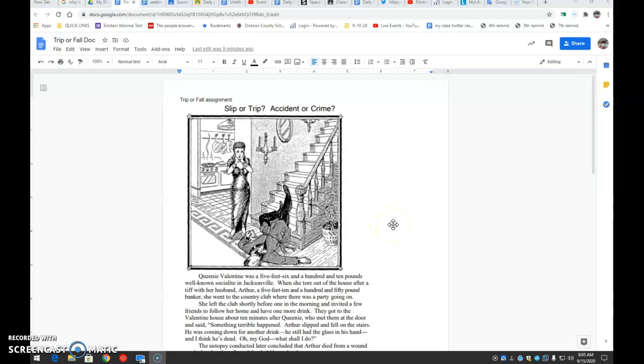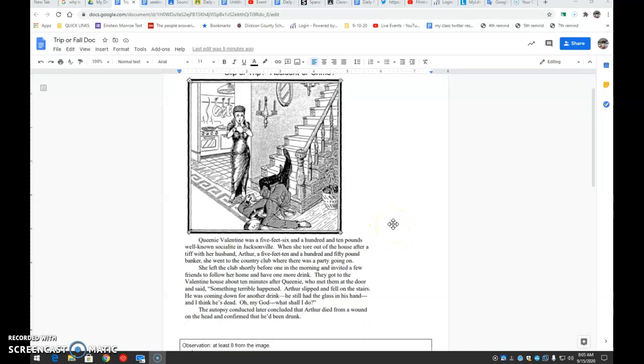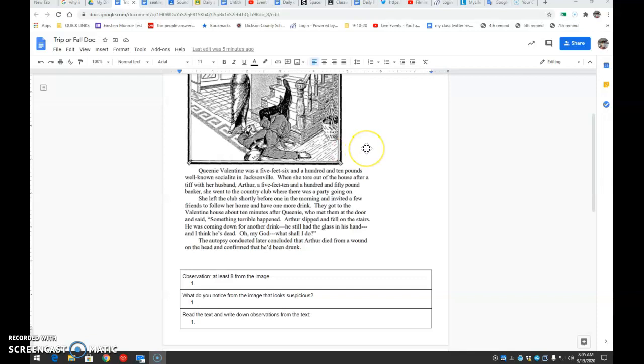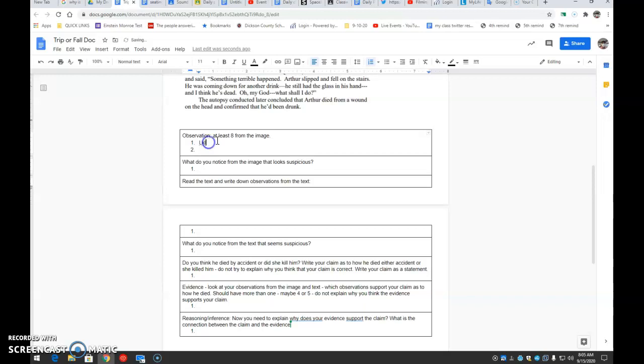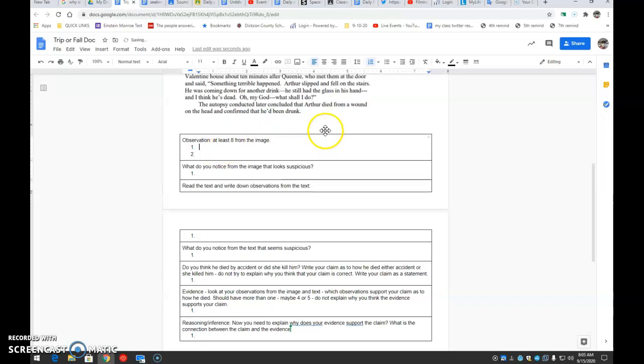All right, today's assignment is called Trip or Slip. And you can see here there's an image you're going to be looking at as well as some questions you're going to answer. You're going to fill in these blanks. Most of these questions have a 1 by it, but you'll notice if you enter information and then hit enter, you can get another number below it. And most of these questions will need definitely more than one answer.